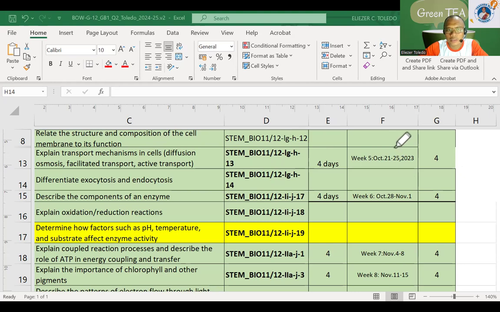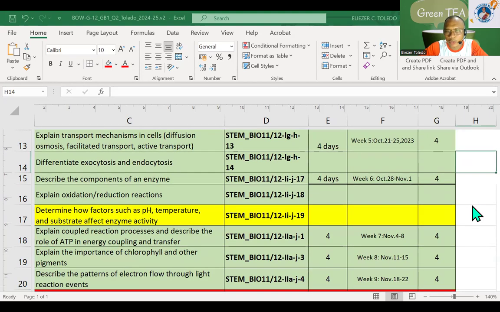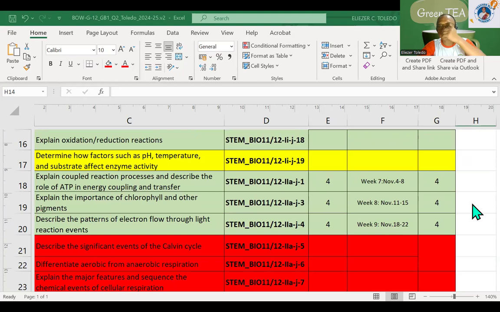We are done with week 6, October 28 to November 1, and we are now on week 7, which is for the competency explaining coupled reaction about ATP and ADP. But when you look at your budget of work, I only intend to finish up to this topic, which is about light reactions.